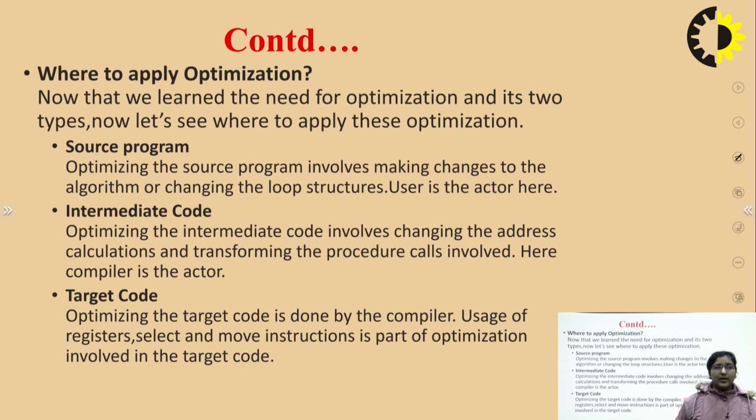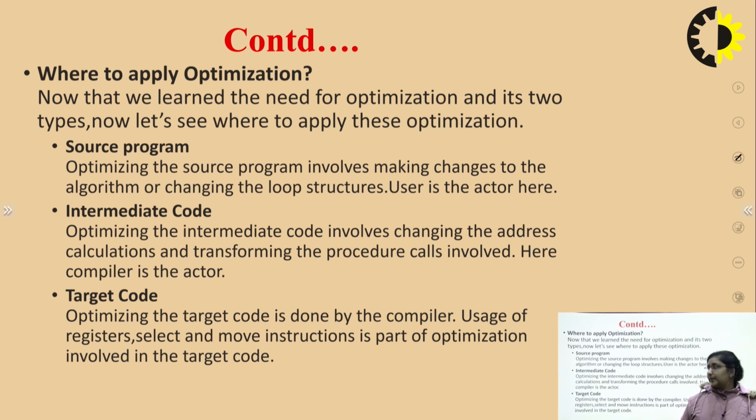So, till now we have seen what is the need of the optimization. We have discussed two types of optimizations as well, machine dependent optimization and machine independent optimization. Next is why these optimizations and where to apply these optimizations. So, we can apply these optimizations in three parts, that is the source program, second one intermediate code, and third one it is the target code.